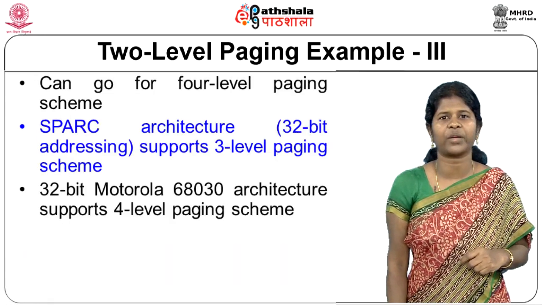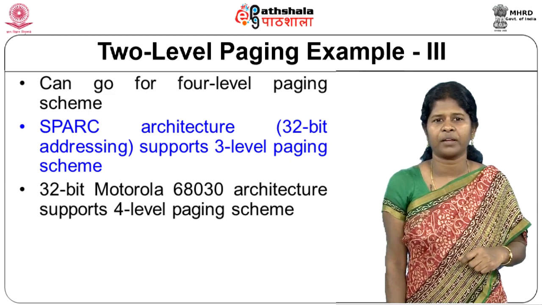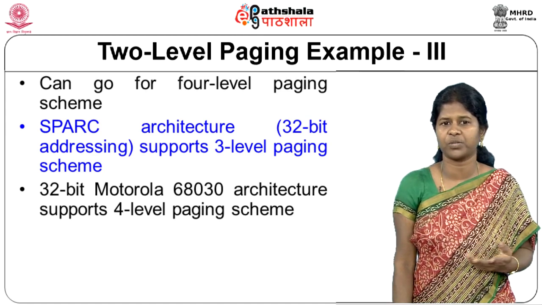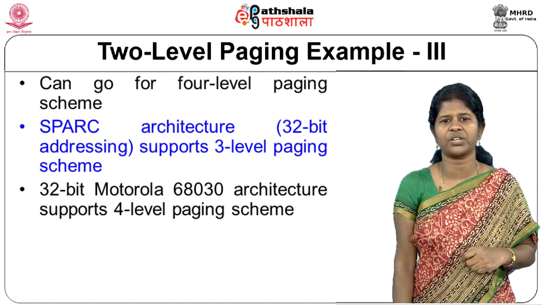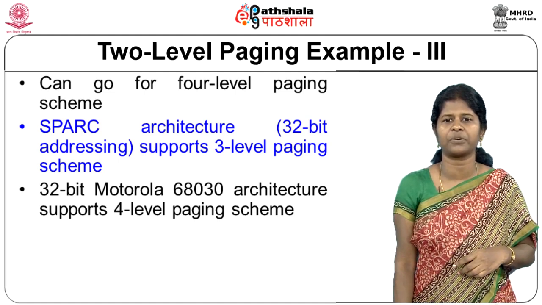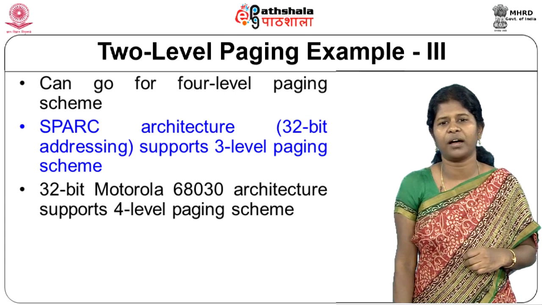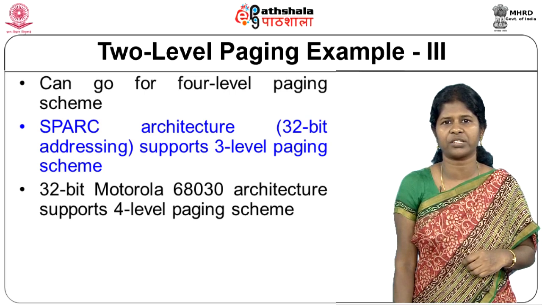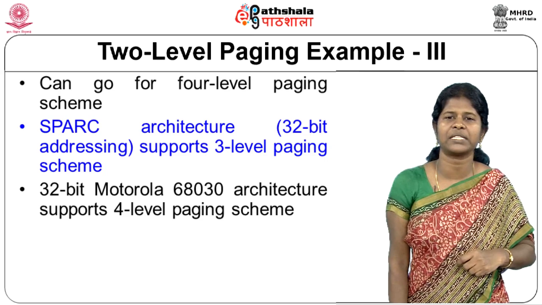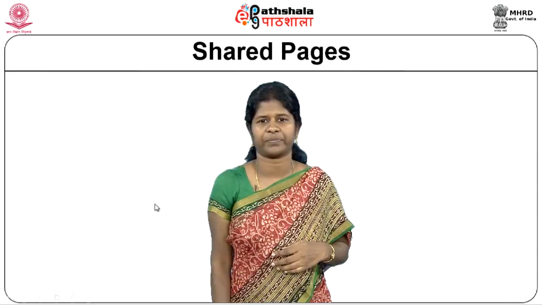So, in that case you can go in for a 4-level paging scheme. But it is found to be too large. Some of the architectures have different kinds of paging schemes. SPARC architecture supports a 3-level paging scheme, and the 32-bit Motorola 68030 architecture supports a 4-level paging scheme. So, depending on the size, different architectures support different levels of paging.